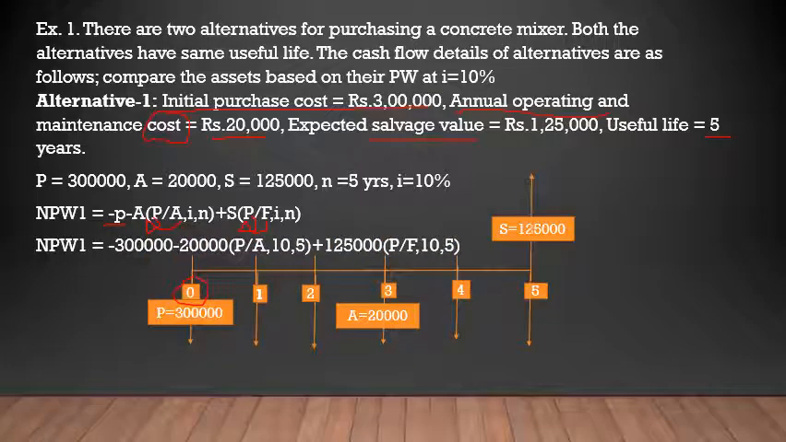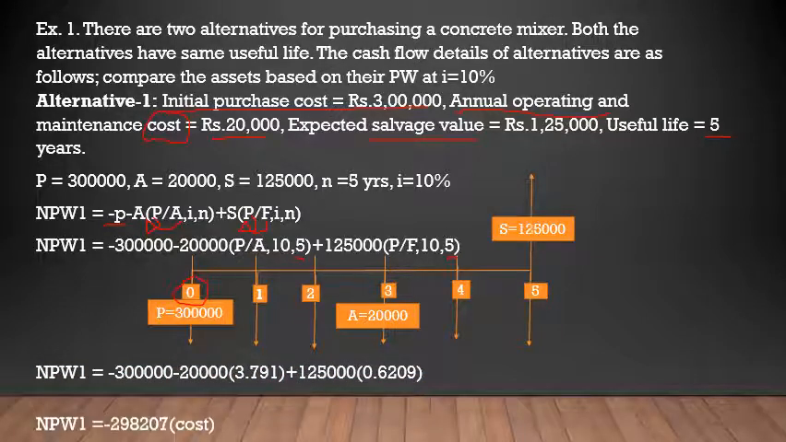NP1 is equal to minus 3 lakh minus 20,000 into P by A comma 10 comma 5. Why 5 here? Every time I have told you, whenever A comes into picture, just count the number of flows of A. How many flows of A are there? 1, 2, 3, 4, 5. 5 flows are there. So N will be 5. And then salvage value plus 1,25,000 P by F comma 10 comma 5. How far is it from 0? It is 1, 2, 3, 4, 5 years away from t is equal to 0, and hence N is equal to 5. Get the values from the factor tables.